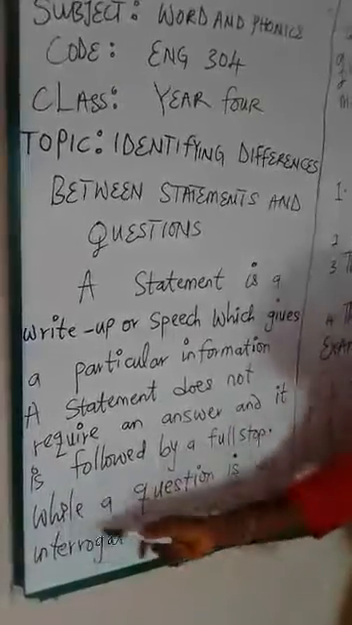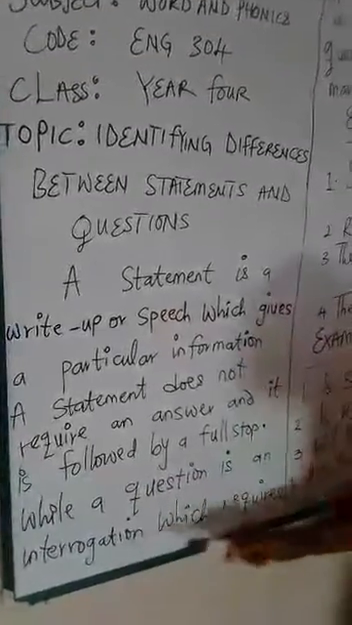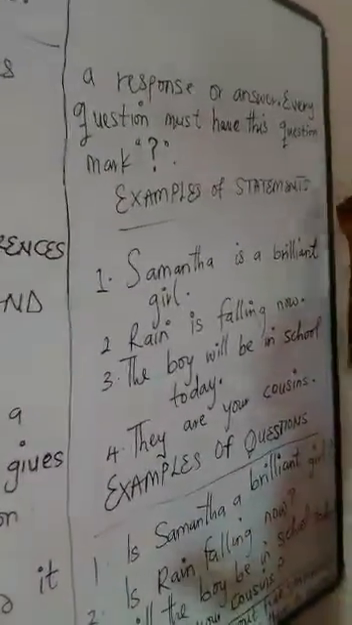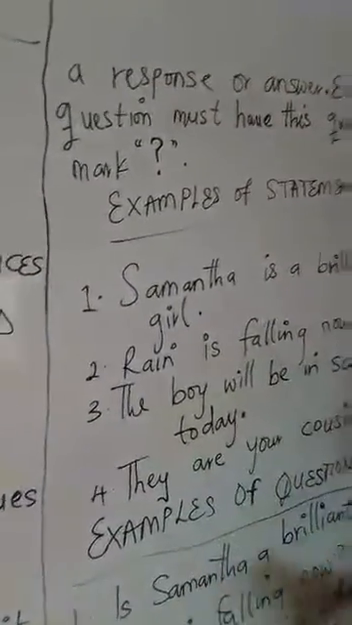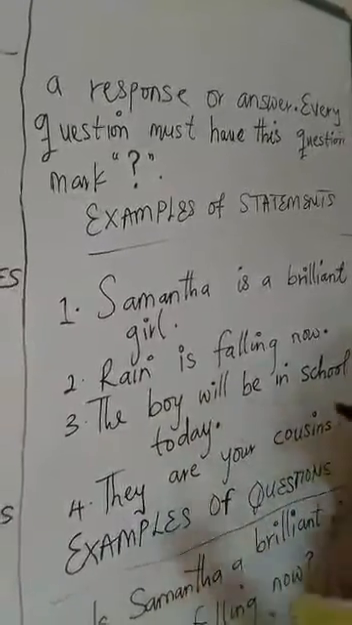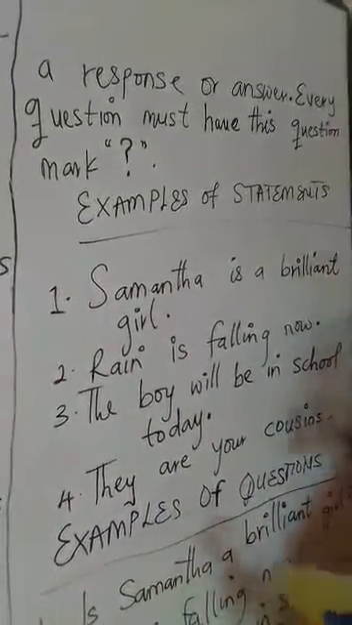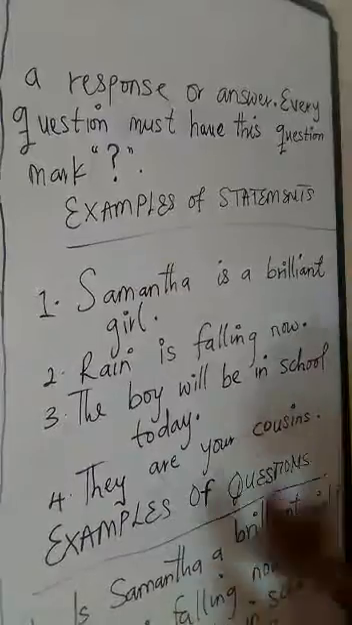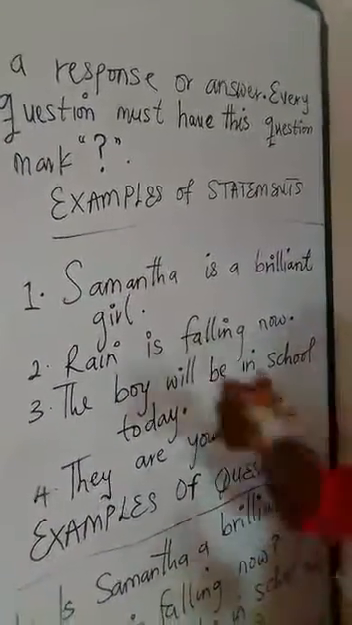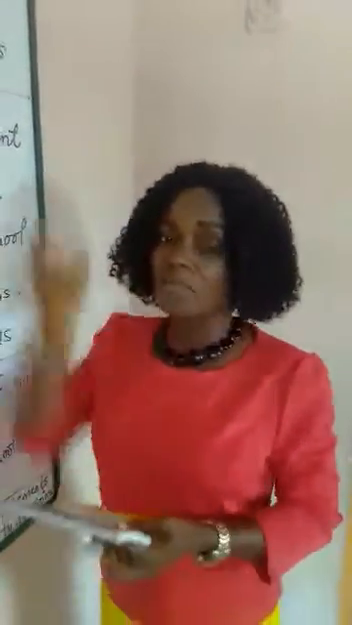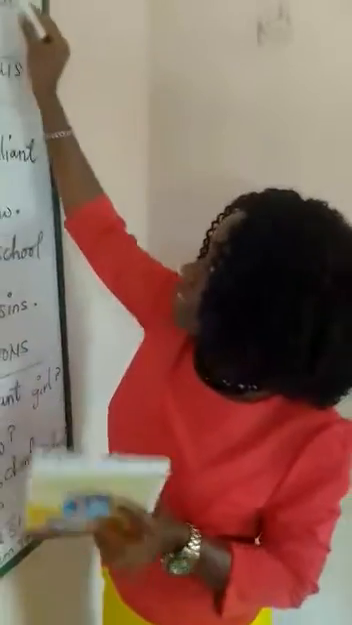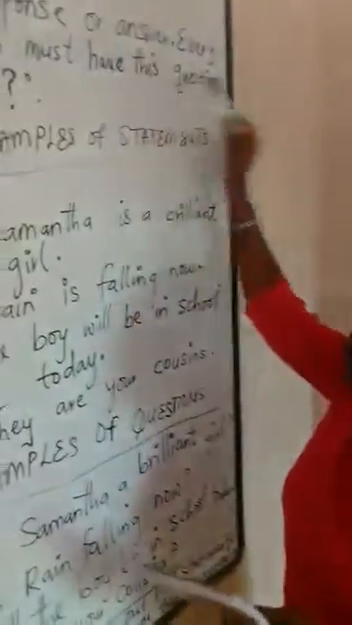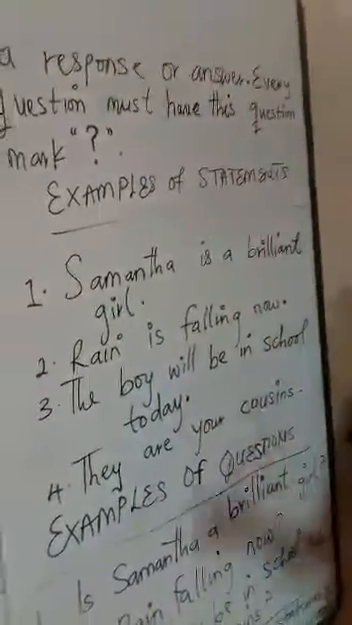Then, a question is an interrogation which requires a response or an answer. In other words, a question is an interrogative statement that demands an answer. When you're asking a question, it is expected of you to answer the question. After you have asked a question, it is expected that there should be an answer to that question. Every question must have a question mark. That's one feature of a question.